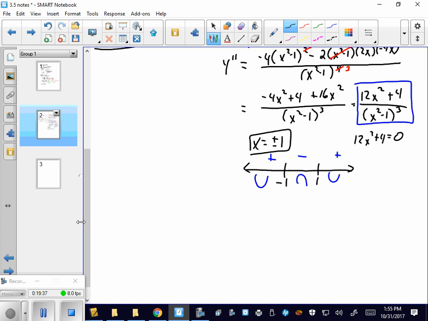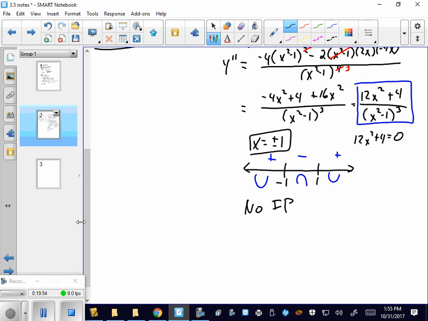Concavity is changing, but it's actually changing around vertical asymptotes in this case. So there's no inflection points, because there are no points on the graph at negative 1 and positive 1. It doesn't exist. Those are vertical asymptotes.